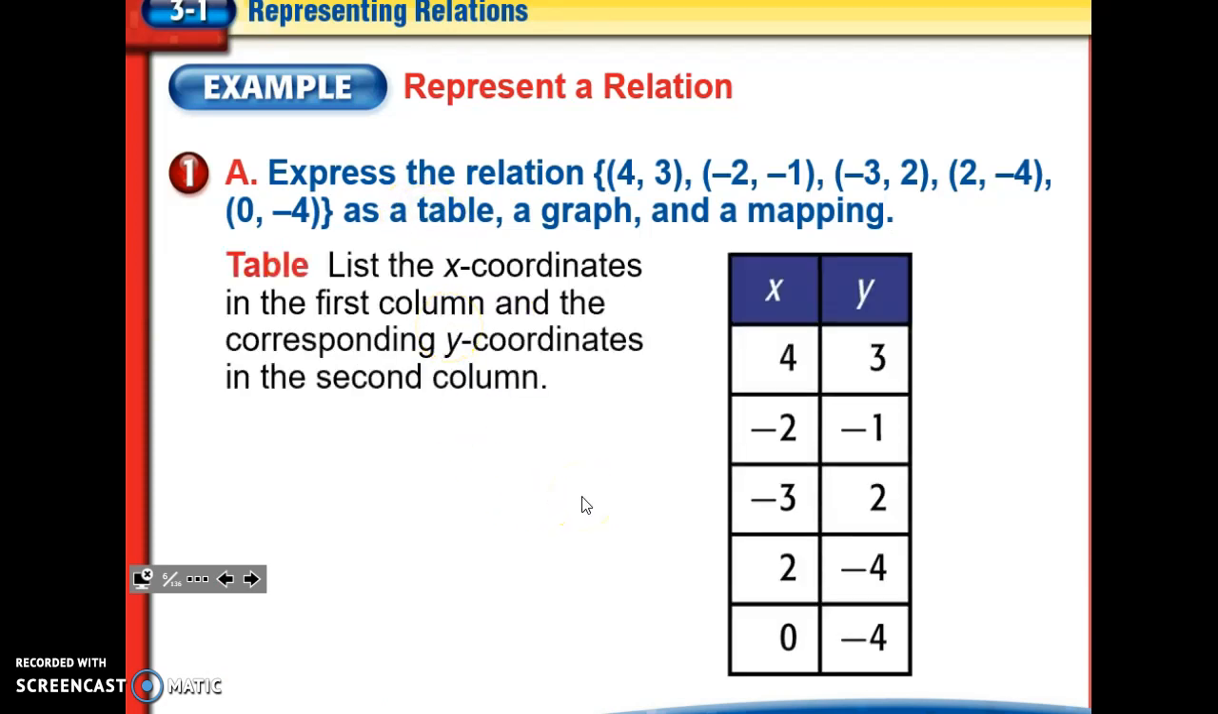So first, if we list this set of ordered pairs as a table, we're going to make an x and a y table, and you can just copy down a t-chart. Label this x and this y. You're going to list all the x coordinates in the first column and all the y coordinates in the second column. So notice we have 4, -2, -3, 2, and 0. And then we did the same with our y values. So this is how you would represent this relation in a table.